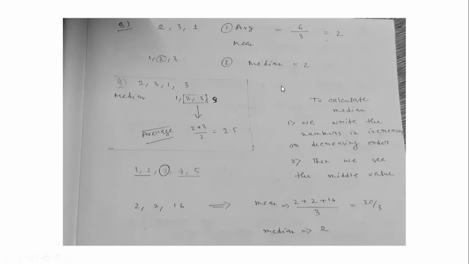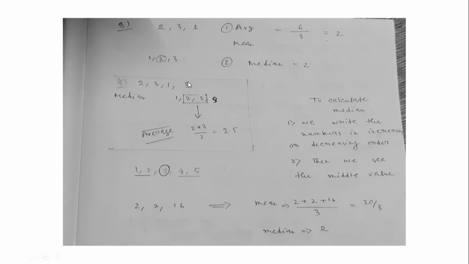Median means the middle term. First of all, to calculate median, we should follow these steps. We write the numbers in increasing or decreasing order. Then we see the middle value. Okay. Here we are writing the numbers in increasing manner, 1 2 3, and we see that 2 is the middle value. That's why we are writing median equal to 2.